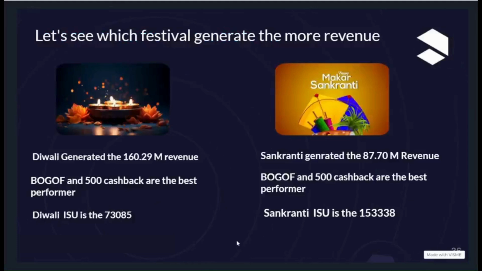So now let's see which festival generated more revenue. As you can see, Diwali is the highest, generating 160.29 in revenue, and then Sankranti generated 87.70. Here the 500 cashback and BOGO are the best performers for both of them. Now here Sankranti in IC is higher than Diwali. In terms of IC, Sankranti IC is 55338 and Diwali IC is 73085.